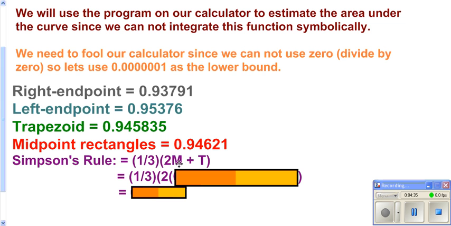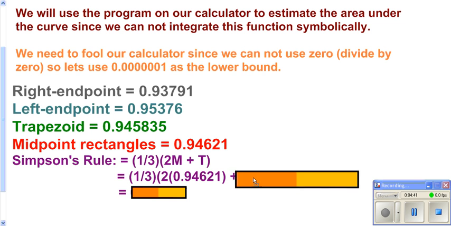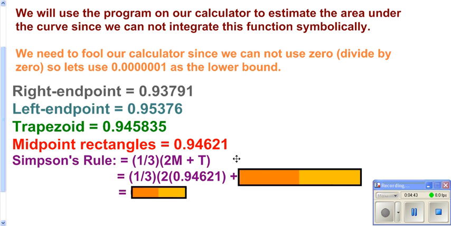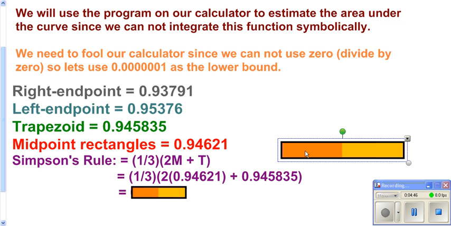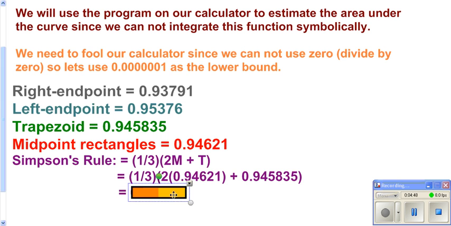So we'll go 1/3 times 2 times your midpoint plus the trapezoid, which is up here in green. Then we'll go ahead, we'll type that into our calculator, so Simpson's rule ends up being this here.